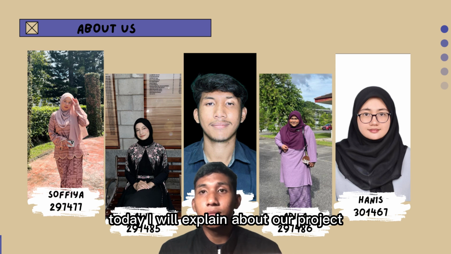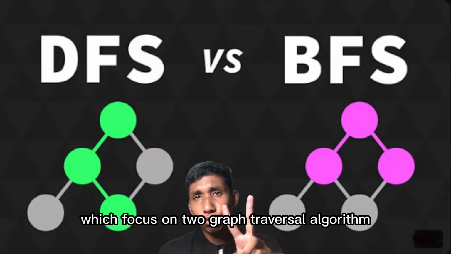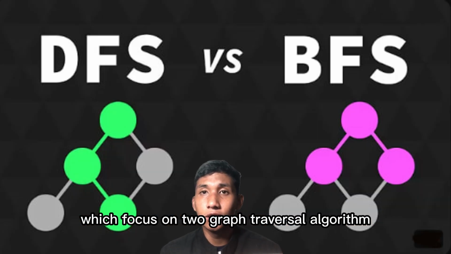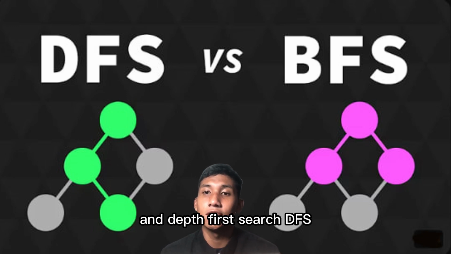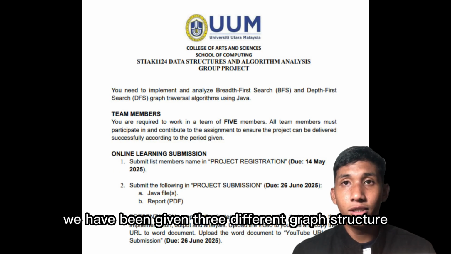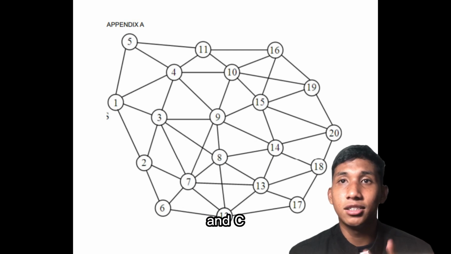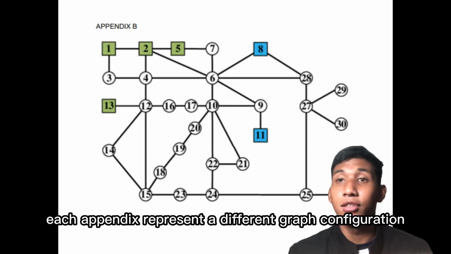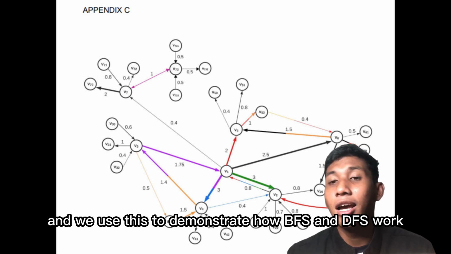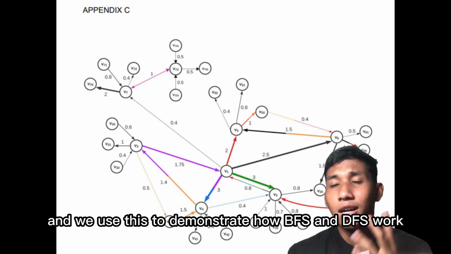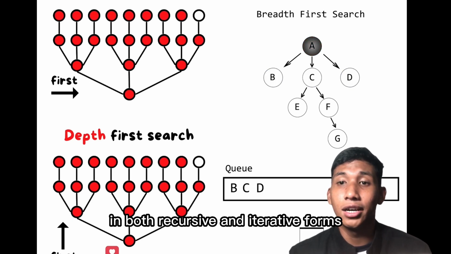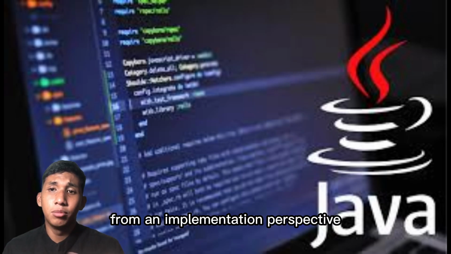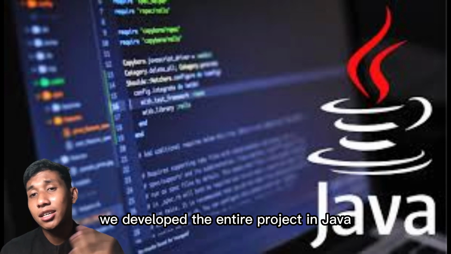Today, I will explain our project, which focuses on two graph traversal algorithms, which are breadth first search (BFS) and depth first search (DFS). We have been given three different graph structures named Appendix A, B, and C. Each appendix represents a different graph configuration, and we use this to demonstrate how BFS and DFS work in both recursive and iterative forms. From an implementation perspective, we developed the entire project in Java.